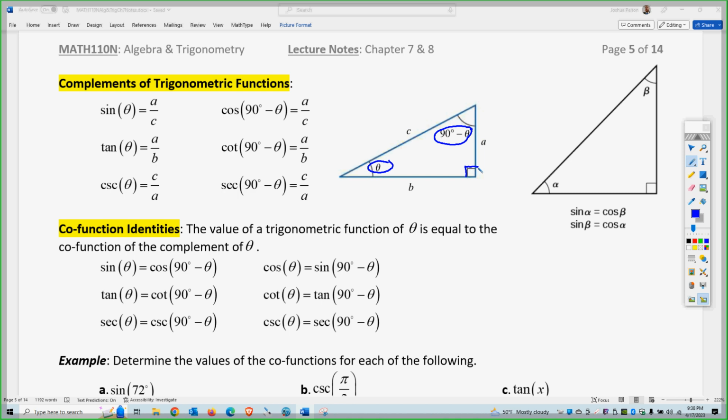So, if I'm doing the sine of theta, that is the opposite over the hypotenuse. If I'm doing the cosine of this angle, that's the adjacent over the hypotenuse. And either way, it gives you A over C, doesn't it? Right, so either way, you get A over C.